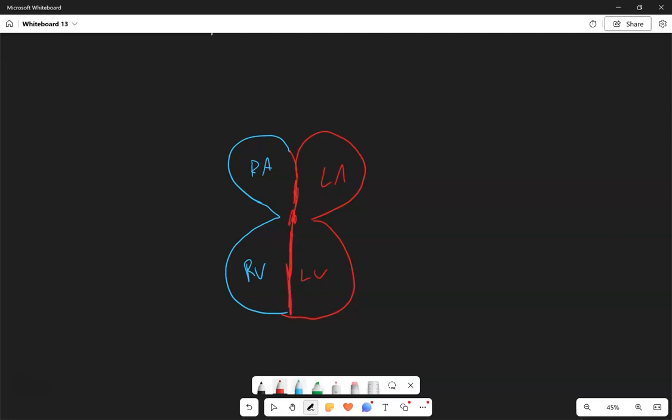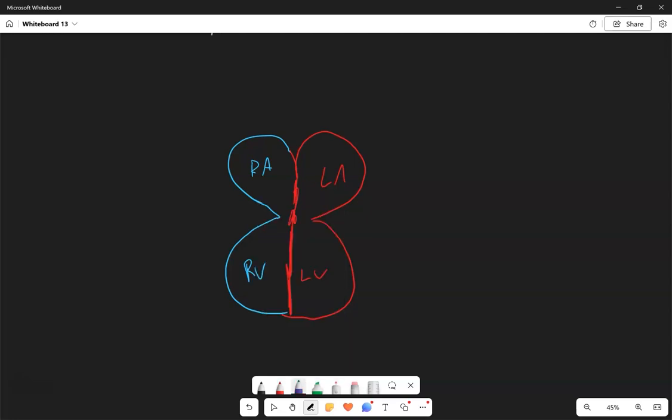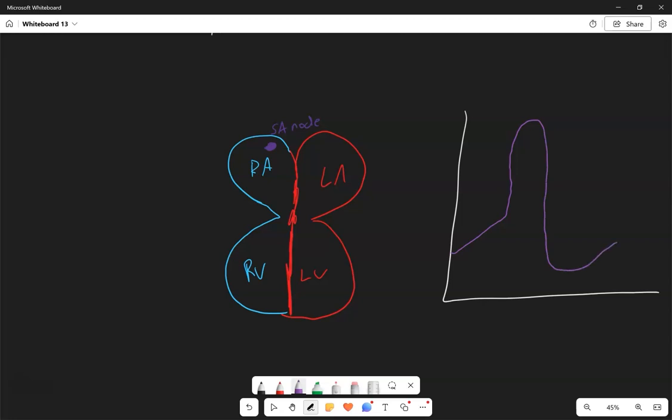Okay, so these specialized pacemaker cells are located in specific regions. You have one set of cells up here that is called the SA node, the sinoatrial node. And so it is sort of the first to fire. So if we look at the firing of the action potentials, you have the SA node, which will go like this. Like that, okay?